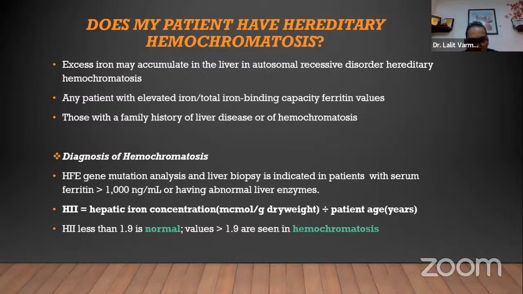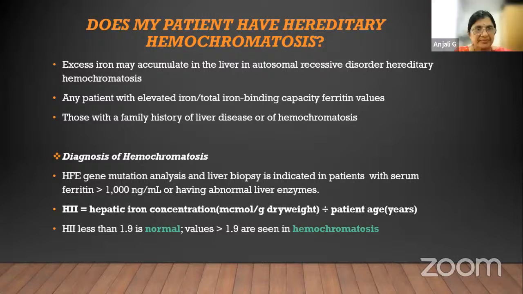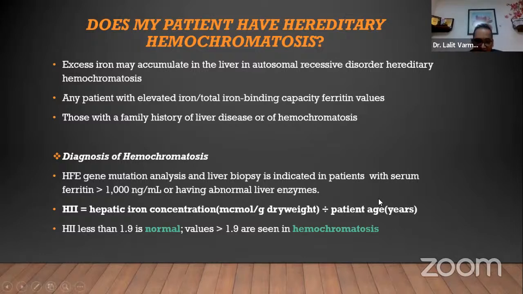How do we diagnose hemochromatosis? There is a mutation in the HFE gene, and a liver biopsy will indicate it, along with a very high serum ferritin level of more than 1000 nanogram per ml or abnormal liver enzymes. Your hepatic iron concentration, which is the dry weight divided by the patient's age, gives the HII value, the hepatic iron index. Less than 1.9 is normal, values more than 1.9 are seen in hemochromatosis.